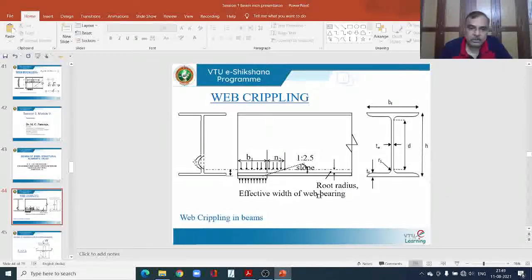So this is where the student should appreciate the web crippling, and this is also sometimes referred to as the curling of the web near the junction. Web curling or web crippling means one and the same, and the stress causing that is the yield stress, not the buckling stress, which is less than the yield stress as we have in case of a column buckling.